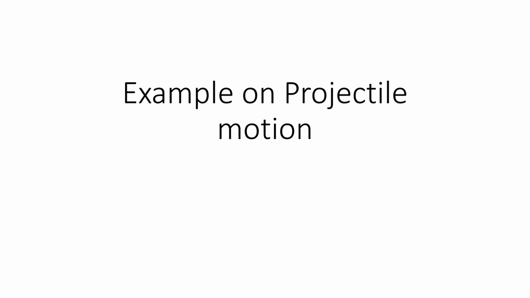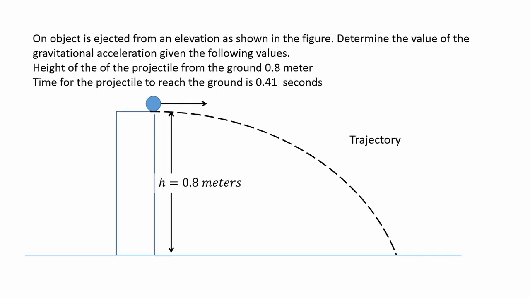Here we have another example for projectile motion with an object that is ejected from an elevation. An object is ejected from an elevation as shown in the figure. Determine the value of the gravitational acceleration given the following values. Height of the projectile from the ground: 0.8 meter. Time for the projectile to reach the ground: 0.41 seconds.